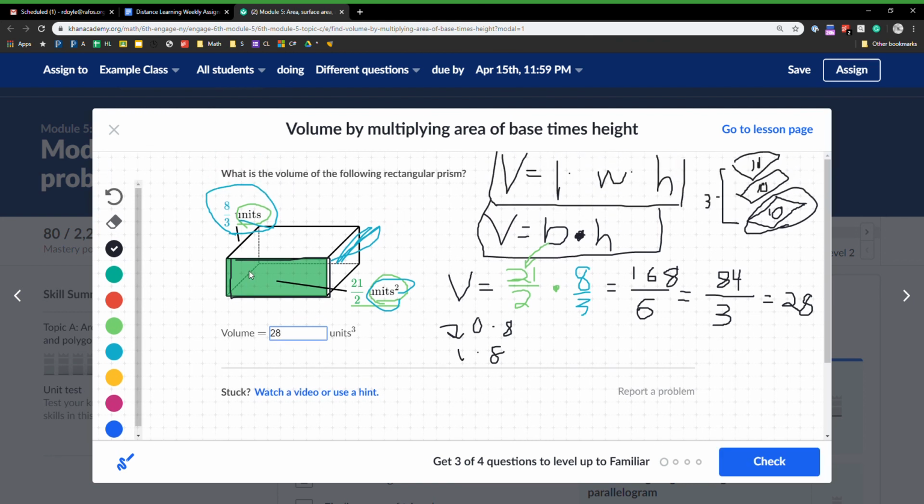So that's how you do those. It's really just the area of the base times the height. They might have extra numbers, so just be careful that you are making sure that you are using the base area times the height. And that's it for this one.